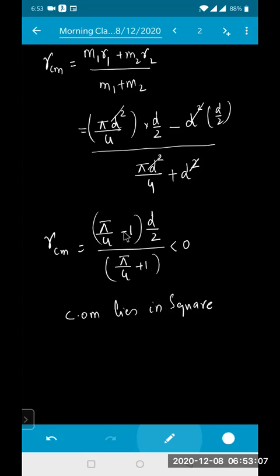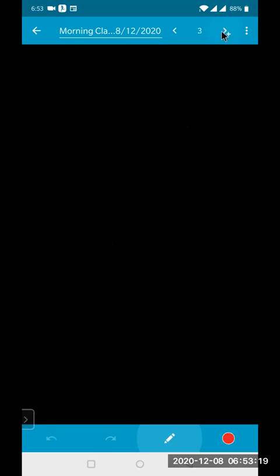Yes, sir. We are getting the answer in terms negative, so it is lesser than 0. So the center of mass will lie in your square part of the relation. Is that clear? Yes, sir. Chalo, very good. One more question.